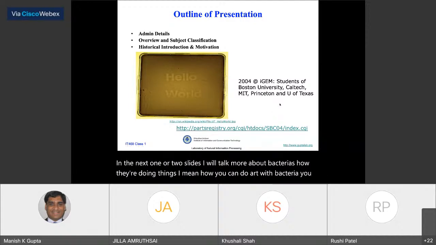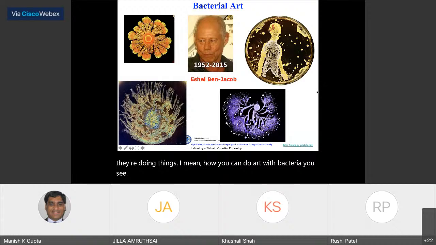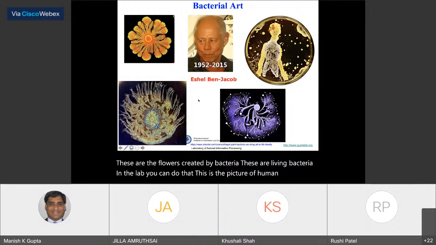So look at this. This is bacterial art. These are flowers created by bacteria. These are living bacteria in the lab. You can do that. This is the picture of a human, right? And I think Professor Jacob in Israel was very famous in this area. He promoted this bacterial art quite a lot. Now he is no more, but he has done a lot of work. You can find a lot of papers and other things that he created using bacterial art.